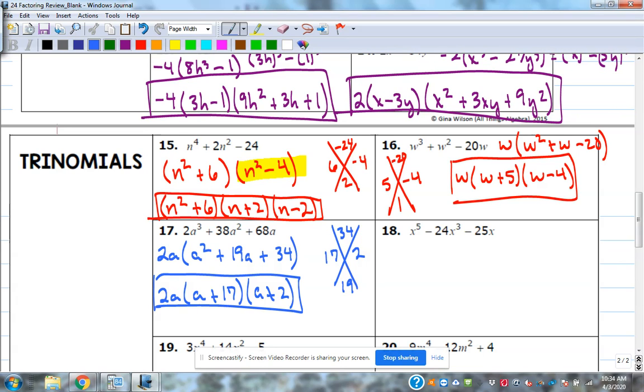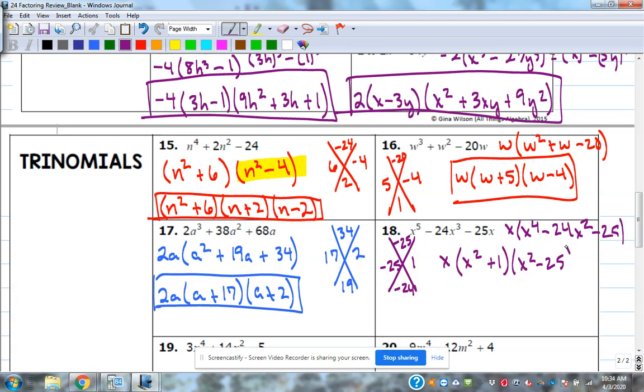At number 18, we have a GCF of x. That's x to the fourth minus 24x squared minus 25. And that will factor using the x method. Multiply to be negative 25, add to be negative 24. It'll be negative 25 and 1. And I can use the shortcut here because it's x squared plus 1, x squared minus 25.